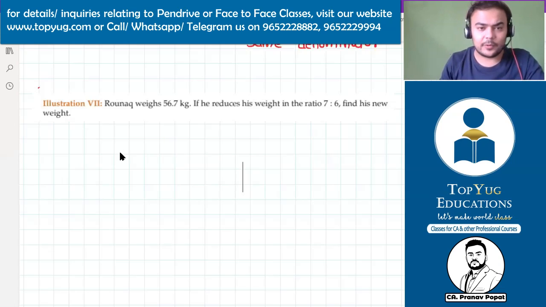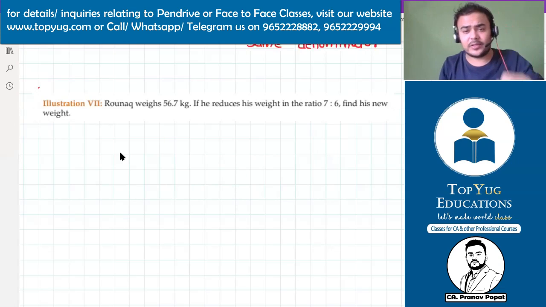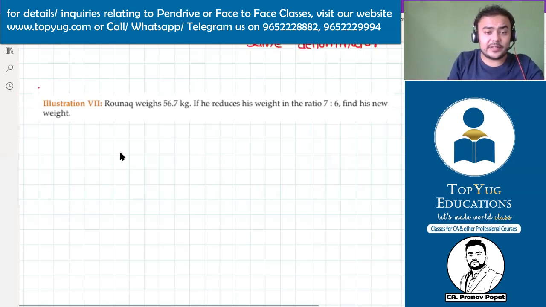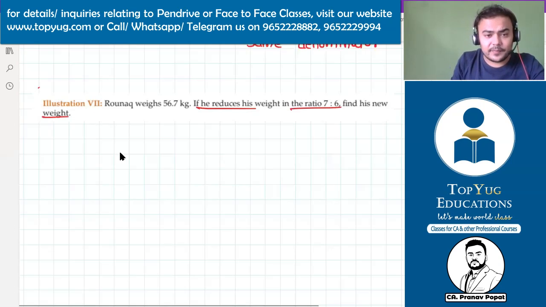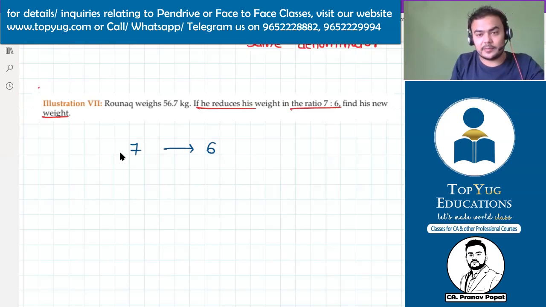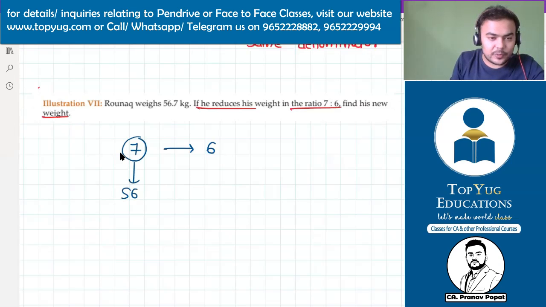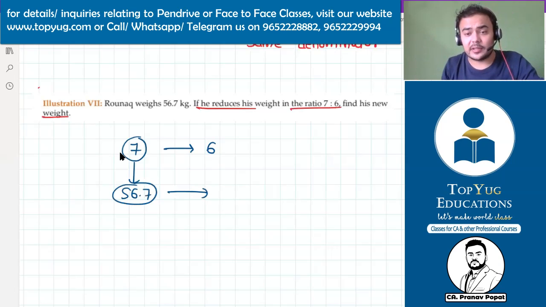Okay. Now again, let's come back to the question. Ronak weighs 56.7 kg, so this 56.7 is his original weight. If he reduces his weight in the ratio 7:6, find his new weight. Now let's see. Somebody having a weight of 7 is now converted to 6. What is equivalent to 7? 56.7 is equivalent to 7. So if 7 is reduced to 6, how much will 56.7 reduce to?